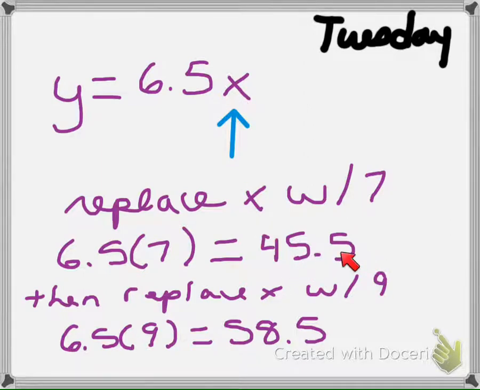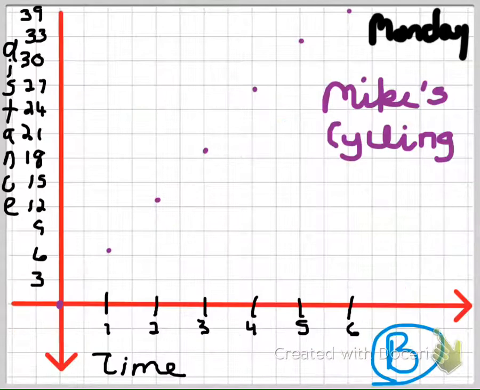That's his distance. And then I have to do the problem again because it said also at 9 hours. So then I'd take the 9 and put it where the x was. I would multiply, and that would give me 58.5 miles. And so that's how you could use the table, the graph, and the equation to find that answer.